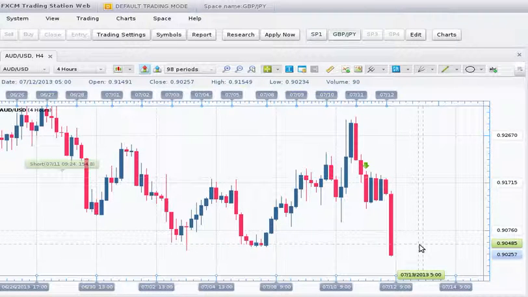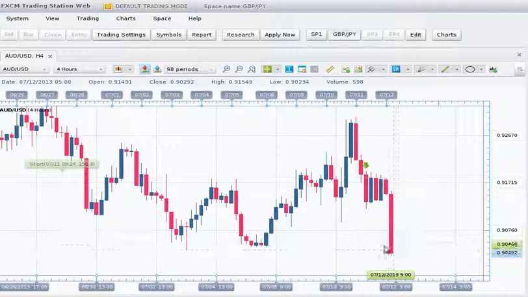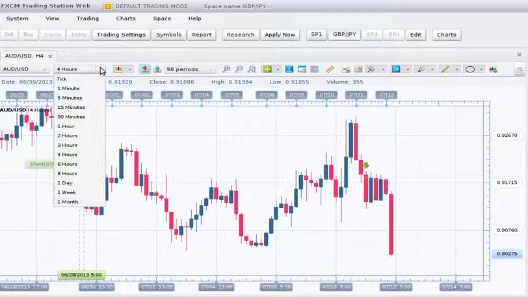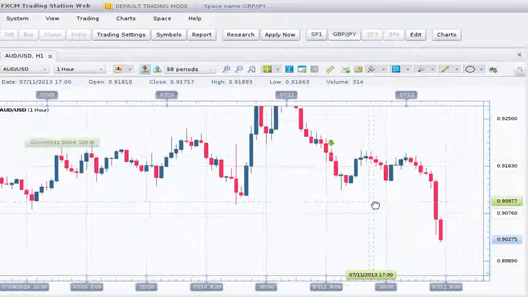Now this is an obvious support area right in here, and you can see price has come to somewhat of a stop. I'm going to take a look at the hourly here.